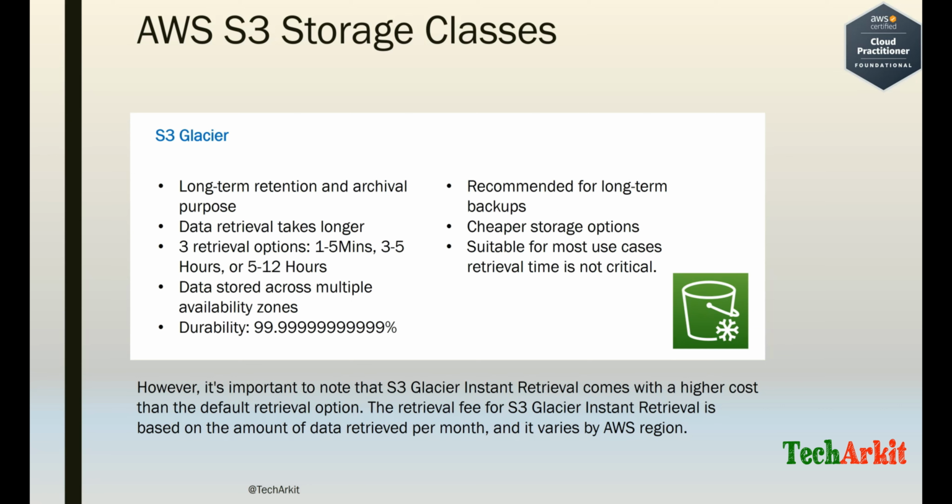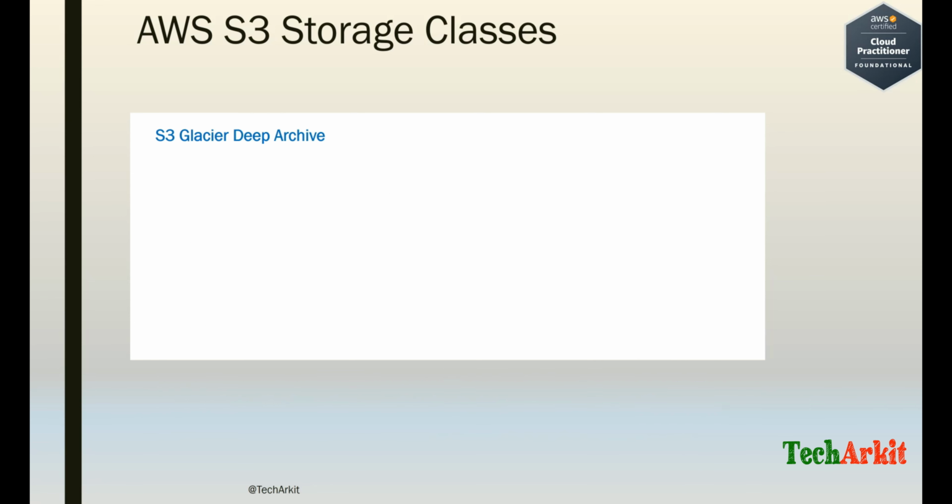The retrieval fee for S3 Glacier Instant Retrieval is based on the amount of data retrieved per month. It varies by AWS region, so it again varies on the region where the data is stored. So it might be stored in US regions, and that might cost higher. If it is stored in Asia Pacific, something like that, the retrieval is lesser cost compared to the US regions, right? So something like that, you can use anything.